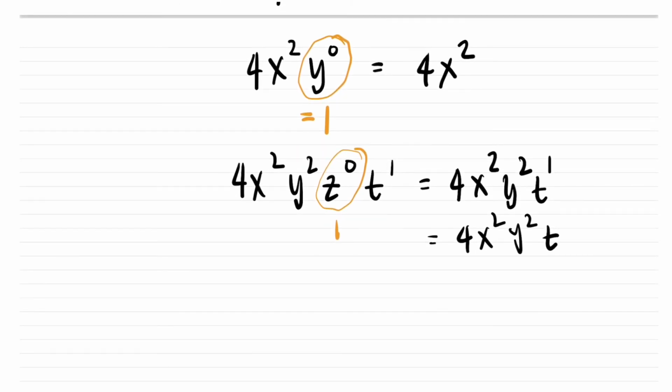Now we go to the last rule that we're going to have today, the fifth one, which is the negative exponent.